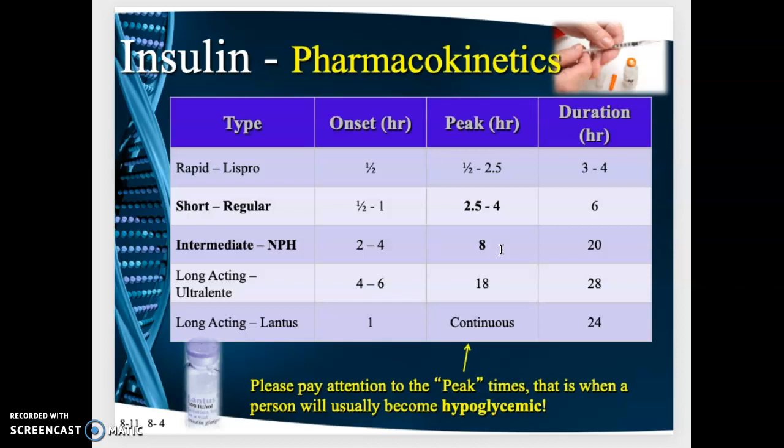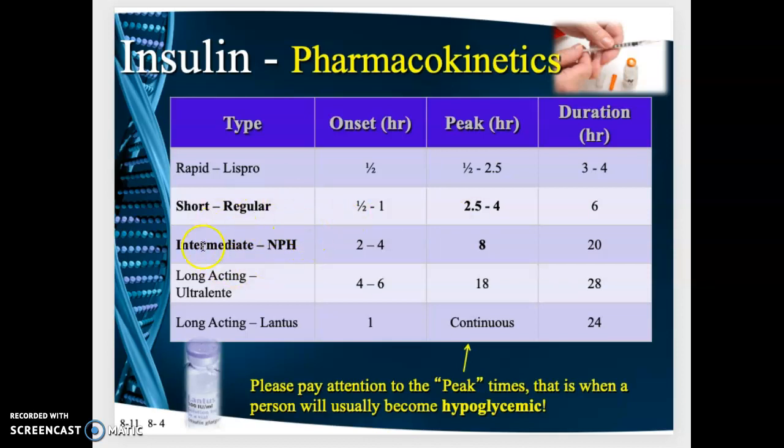Now, the reason why I want you to know these is that there could be a couple of test questions on your final exam that ask: if your patient receives insulin at, let's say, 8 o'clock in the morning, and let's say it's regular insulin, what time do you think that person could have a hypoglycemic reaction? If regular insulin peaks at about 3 hours, then 3 hours after 8 would be 11 o'clock, and that would be the answer to that question.